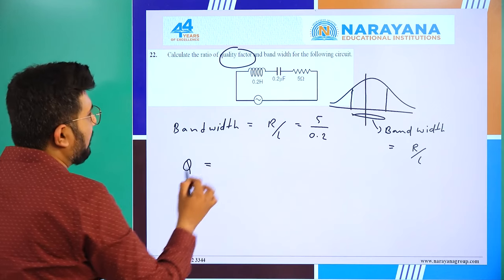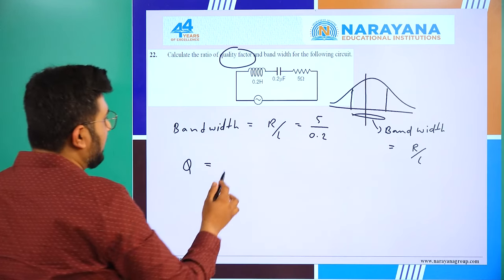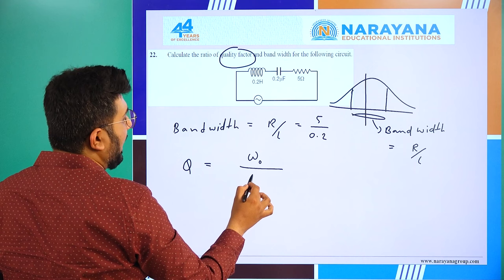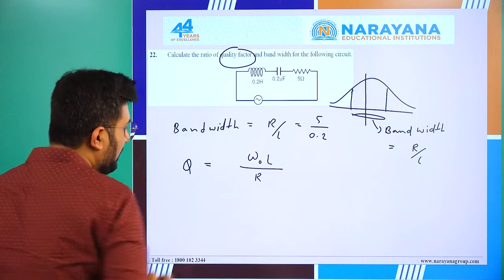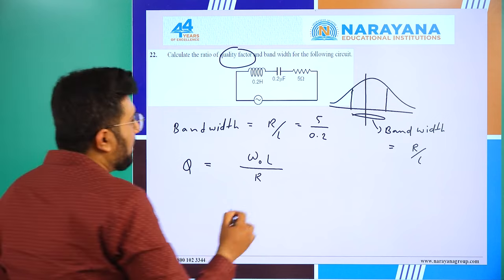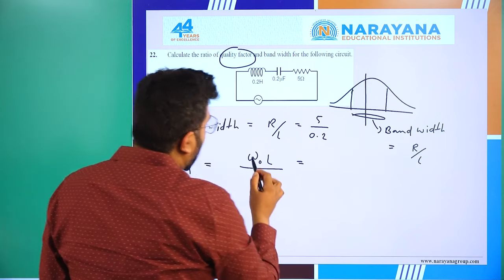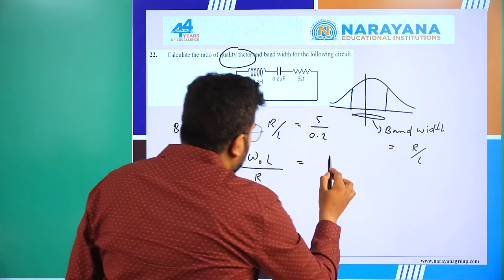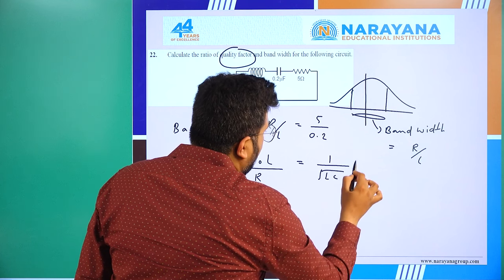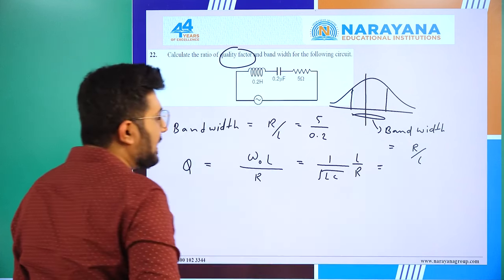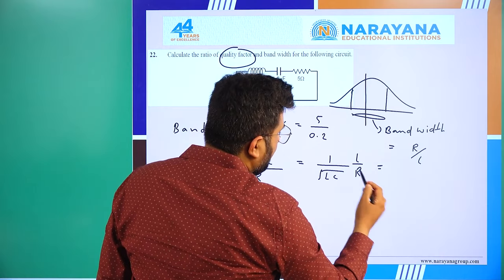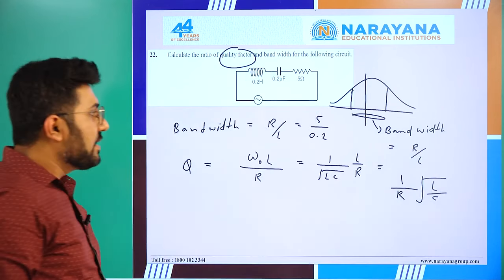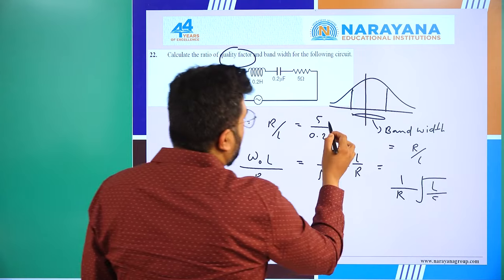Now, what is the quality factor? The quality factor is the angular resonance frequency divided by the angular bandwidth, omega naught L by R. So, omega naught is 1 by root LC, the resonance angular frequency. So, I will write here 1 by root LC into L by R. How much will I get? I will get 1 by R root over L by C. Fine.